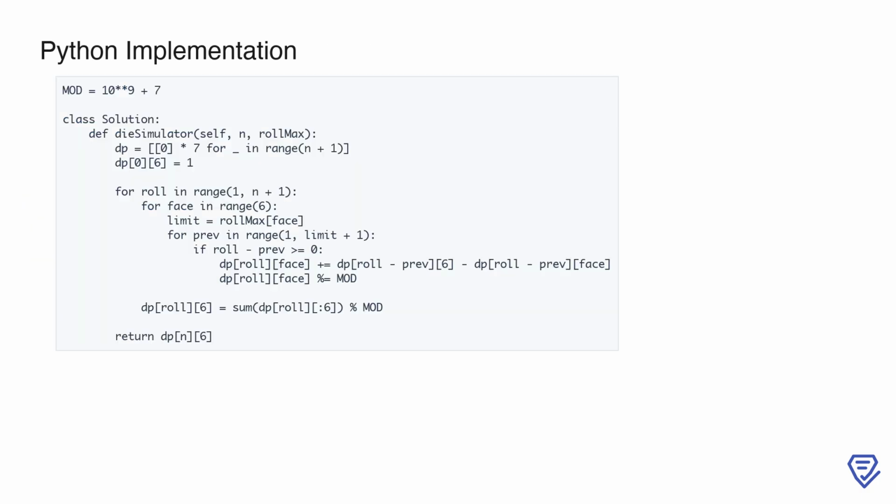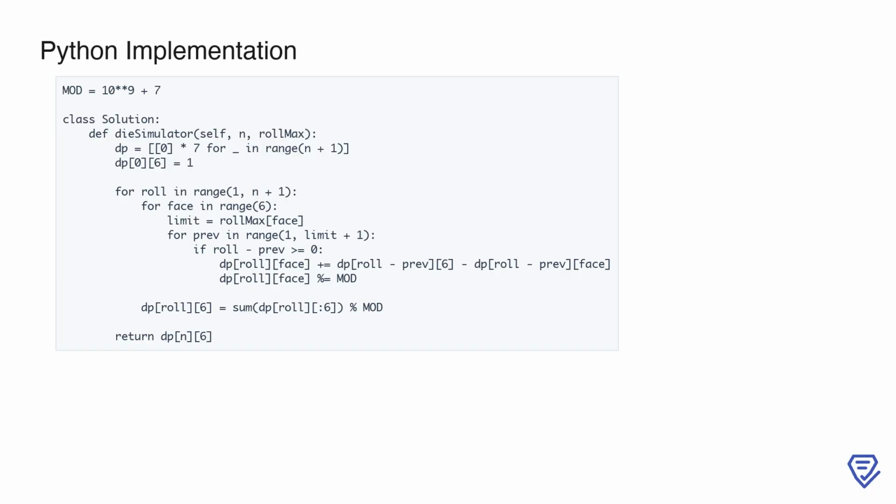This code solves the dice roll simulation problem using dynamic programming. The dp table is defined with dimensions n plus 1 and 7, where dp[i][j] represents the number of valid sequences of length i that end with the face j, or 6 for any face. The base case initializes dp[0][6] to 1 as there is one way to have an empty sequence.